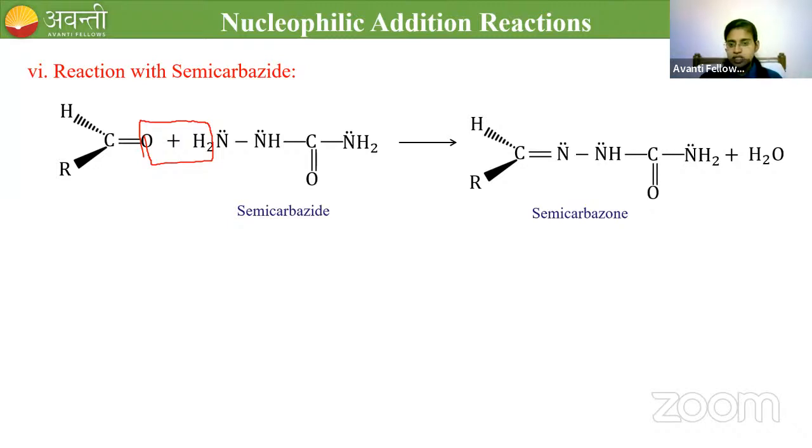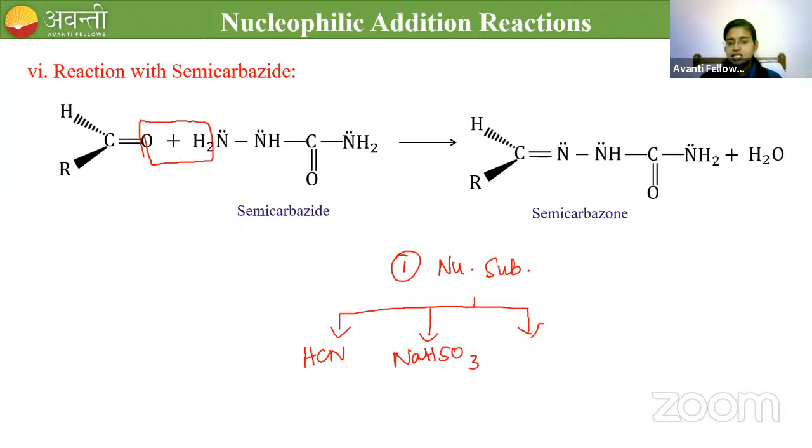So the first chemical reaction is nucleophilic substitution. How many nucleophilic substitutions are there? Students, there are 5, right? 3 we have already discussed. First is the addition of HCN. Second is the addition of sodium hydrogen sulfite. Third is the addition of Grignard reagent, RMgX. And today we have studied the fourth reaction, the addition of alcohol, ROH, and at last, addition of ammonia and its derivatives.